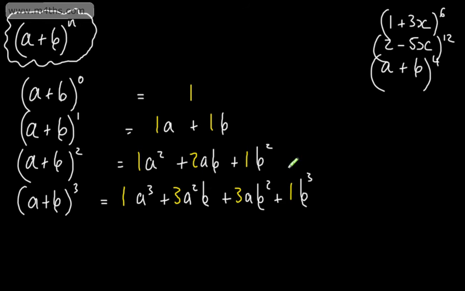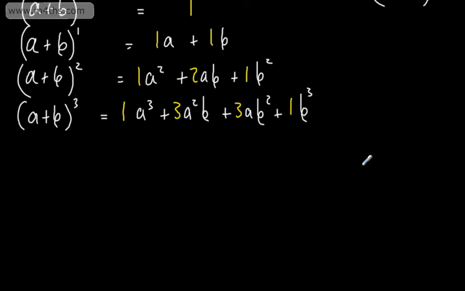What this is building up is something we call Pascal's triangle. If we look at Pascal's triangle, and I write it just here, Pascal's triangle starts with 1, then we have 1, 1, then we have 1, 2, 1, we have 1, 3, 3, 1.